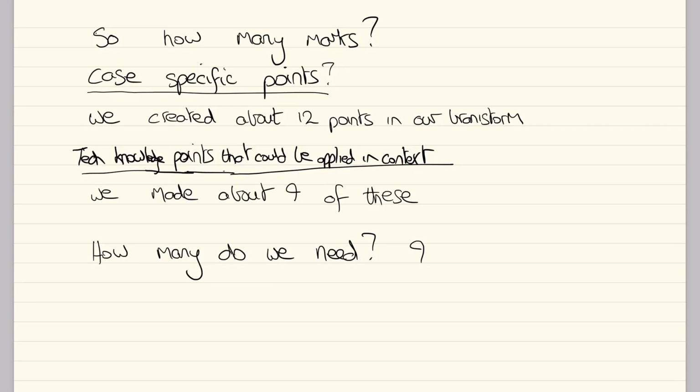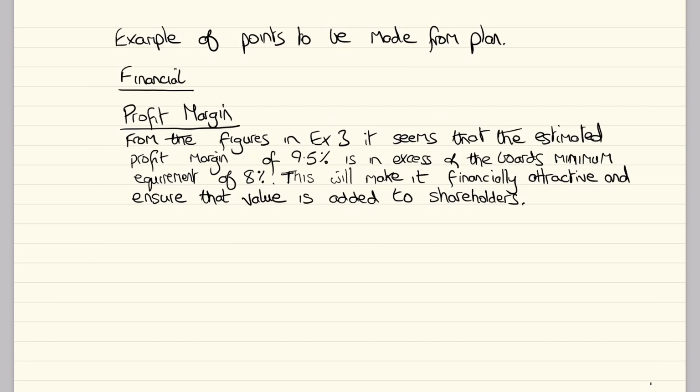If we think back to our brainstorm, we came up with many points, and as I said, more than we would need. We had about 12 specific case points and about 9 inspired by our technical knowledge applied in the context of the case. So, how do these bullet points we've made manifest themselves into an actual real answer?